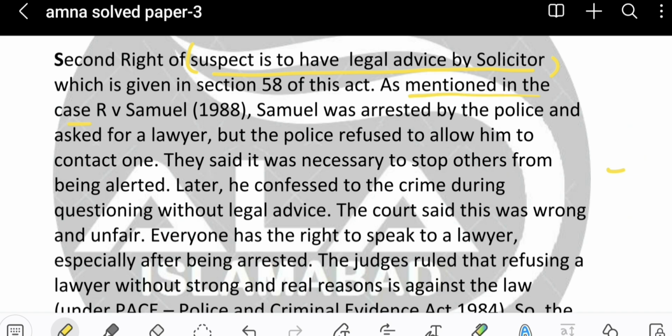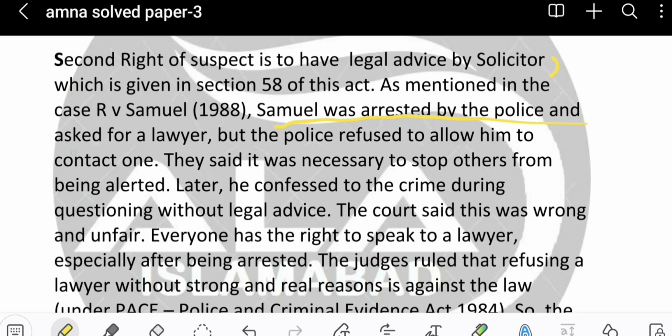As mentioned in the case of R v Samuel in 1988. So after getting 1 mark from adding the section and telling the name of the section, the second mark you will get from this case by telling the detail of this case. After writing the case name, you will tell the whole detail of what happened in this case. So I will continue the case now.